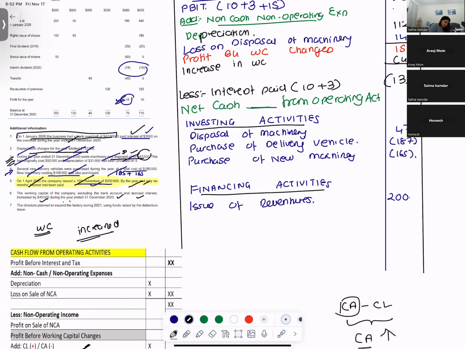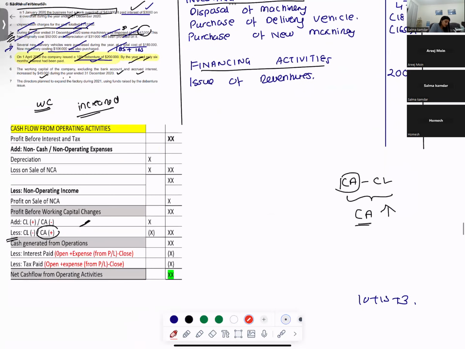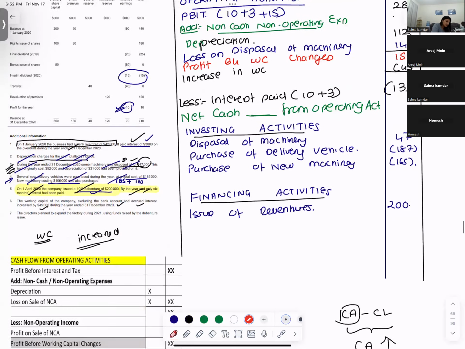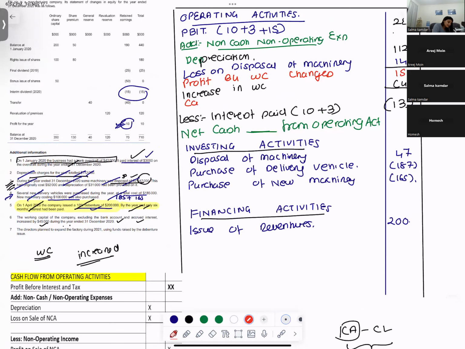After you do your working capital changes, what do you get? You get cash generated from operations. What is your cash generated from operations? It is 154 minus 45. So it is 109.